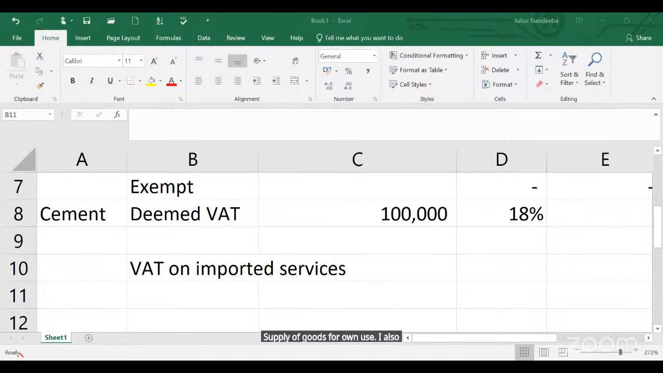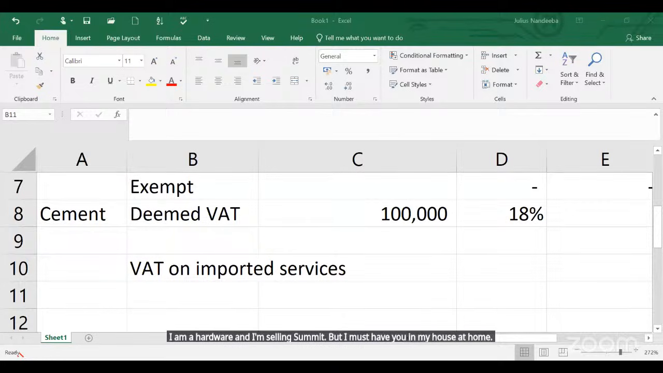I also want to emphasize this. I am a supermarket. I am a hardware. Let me use hardware, it's easy. I am a hardware and I'm selling cement, but I'm also building my house at home.